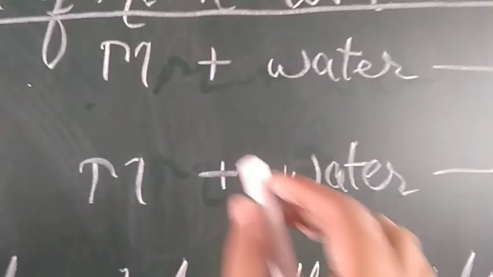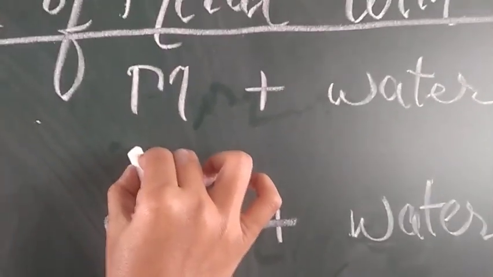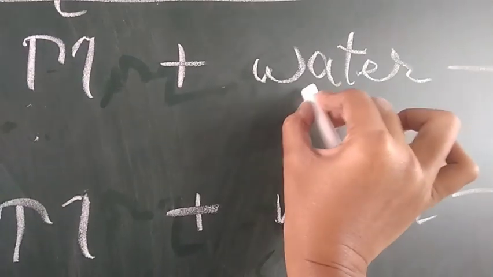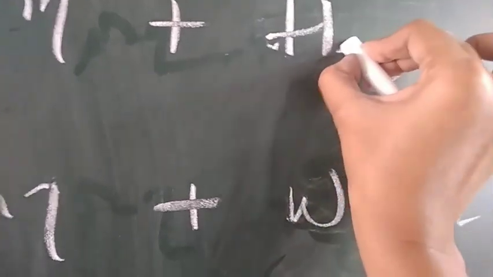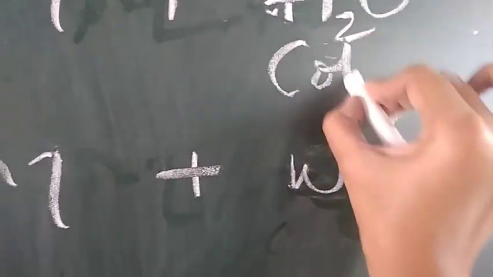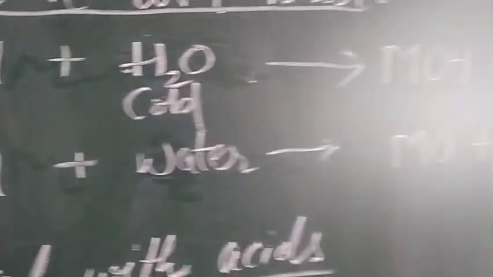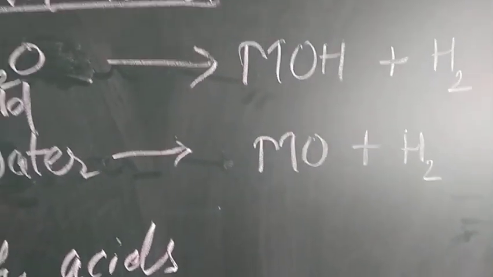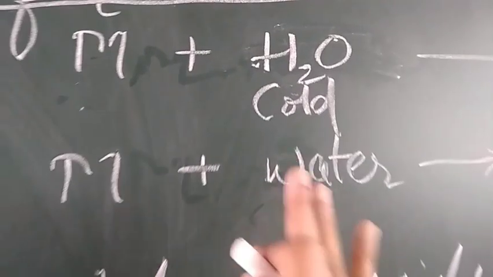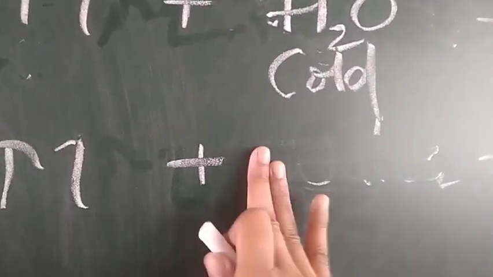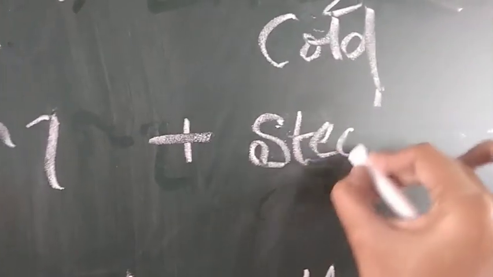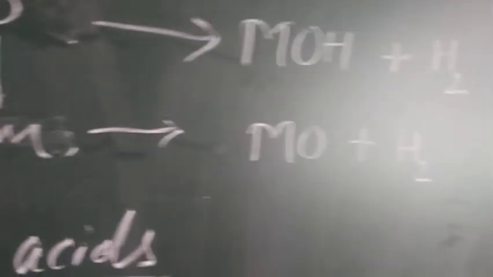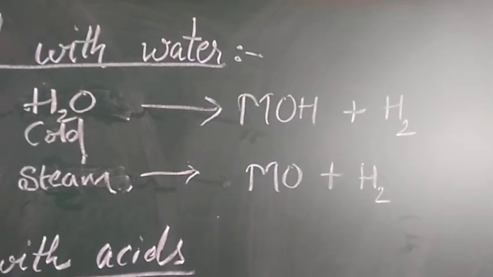The case is that when you take a highly reactive metal and react it with cold water, H2O, metal hydroxide and hydrogen gas will form. And when metal reacts with hot water, or steam, then it forms metal oxide plus hydrogen gas.